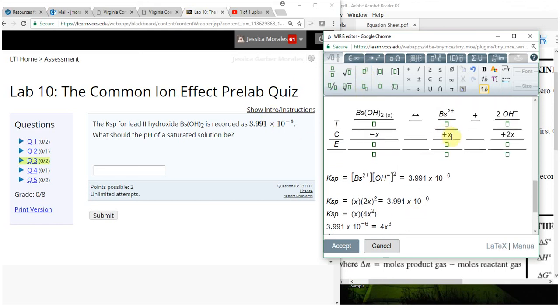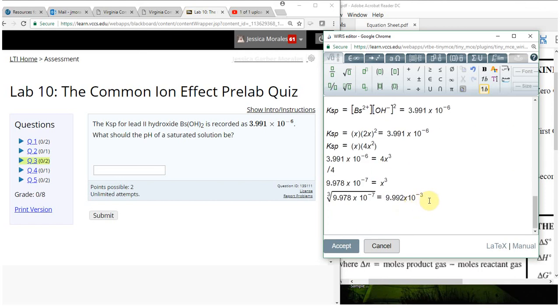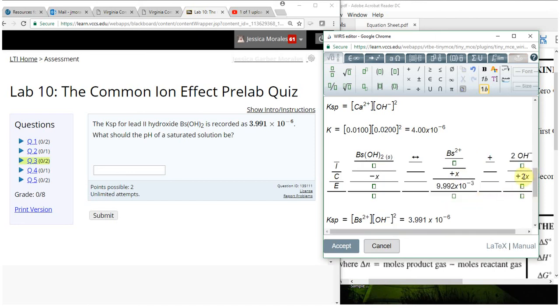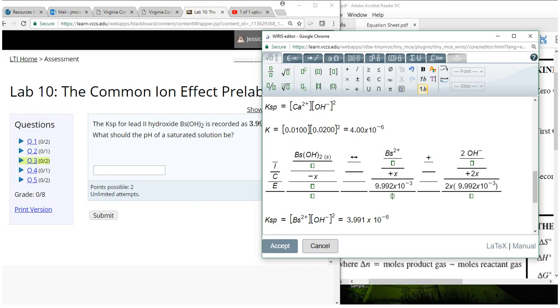Okay, so if we go back up here, that's going to be our x value. That means that at equilibrium, we have this. This is 2x, so it's 2 times this number. So at equilibrium, we have this concentration here, times 2. 1.998 times 10 to the negative 2. So this is our hydroxide ion concentration.